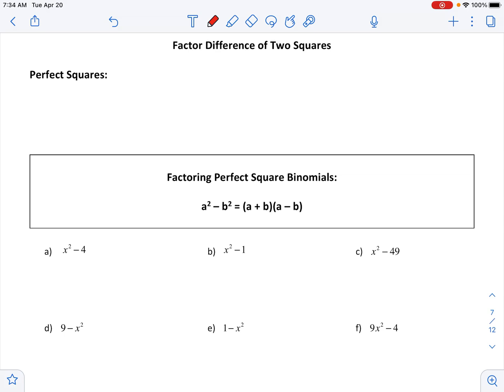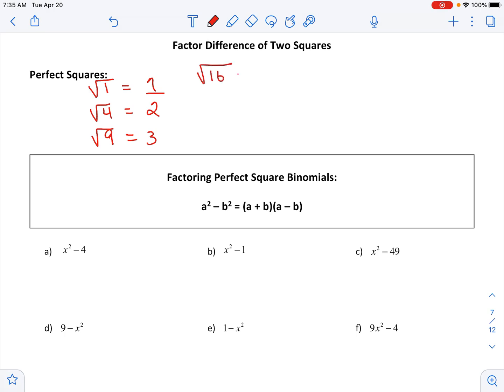Okay, so the square root of 1 is exactly 1. Square root of 4 is exactly 2, right? Because 2 times 2 gives you that 4. That's what that square root symbol means. What number multiplied by itself twice gives you that number? And then square root of 9 is 3.